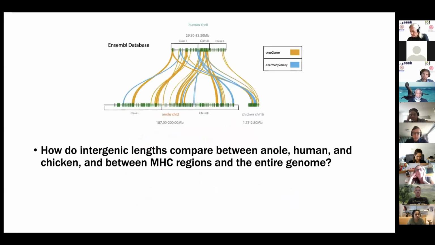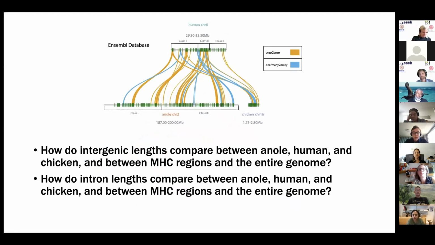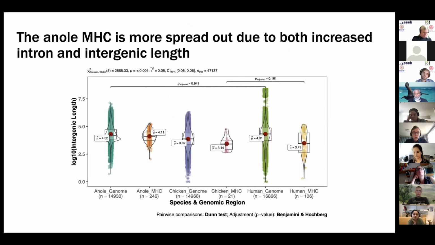We thought maybe it had to do with structural features of the genome, so we asked, how do intergenic lengths compare between anole, human, and chicken, and between MHC regions and the entire genome? And how do intron lengths compare between anole, human, and chicken, and between the MHC regions and the entire genome? We found that the anole MHC was actually more spread out due to both intron and intergenic length.